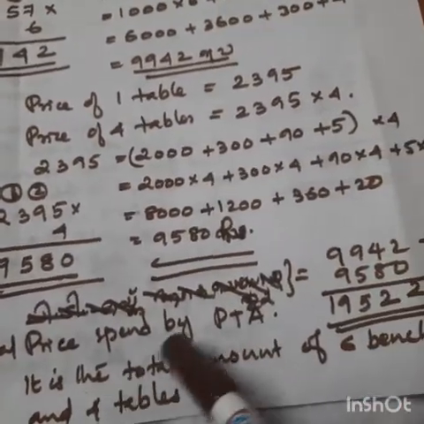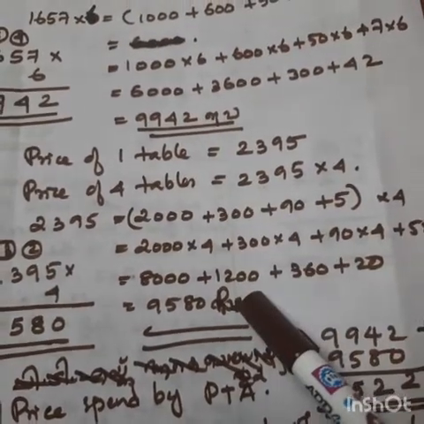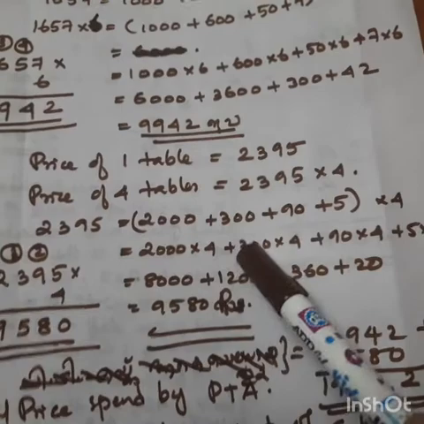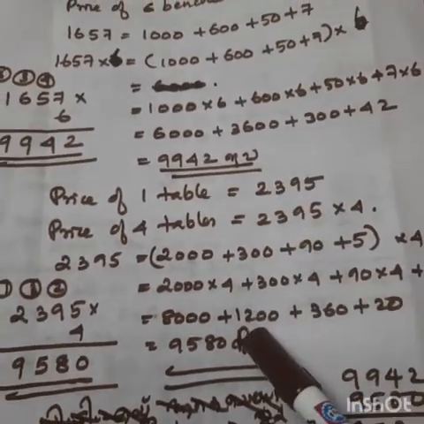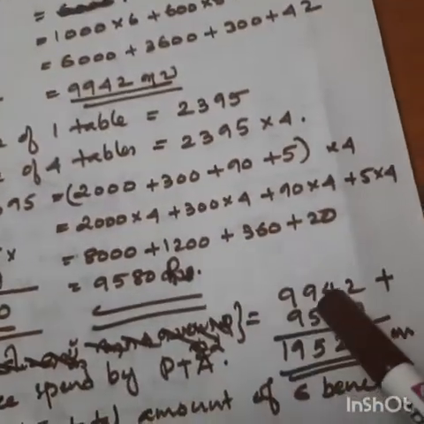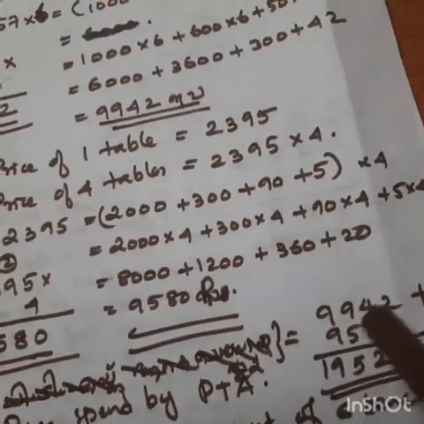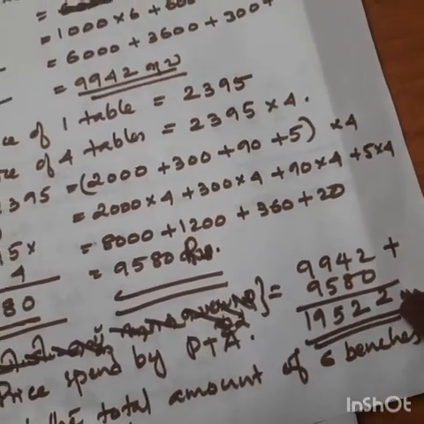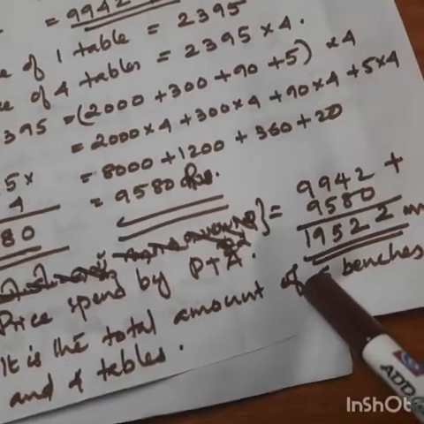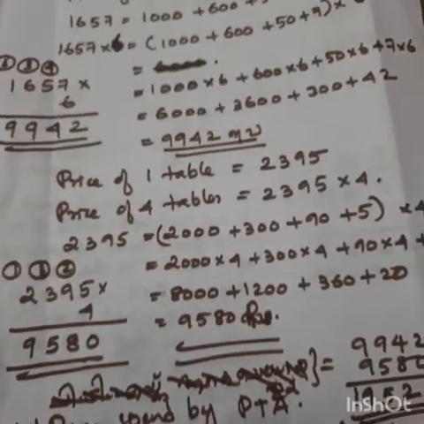Then total price spent by PTA is equal to, add these two. Add the price of 6 benches and the price of 4 tables. That is 9,942 plus 9,580. We get 19,522. This is the total amount for 6 benches and 4 tables.